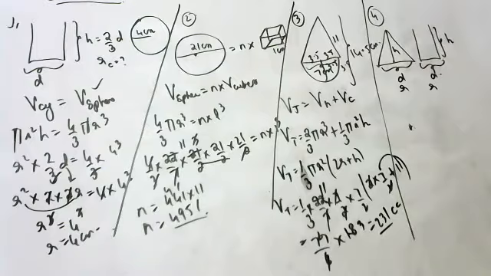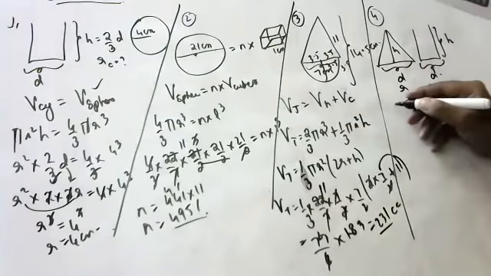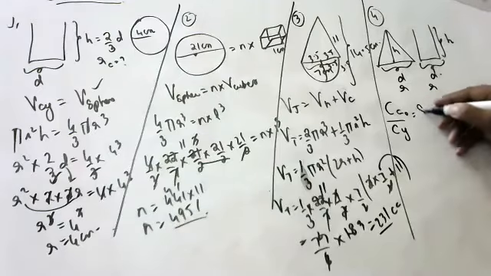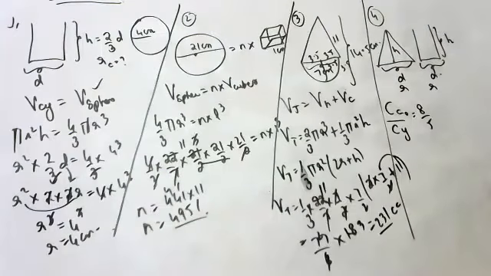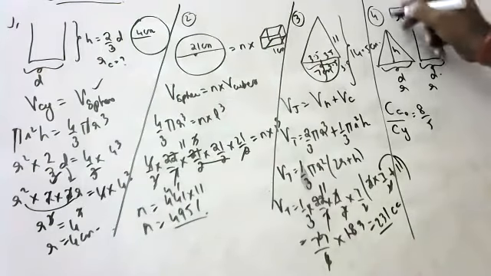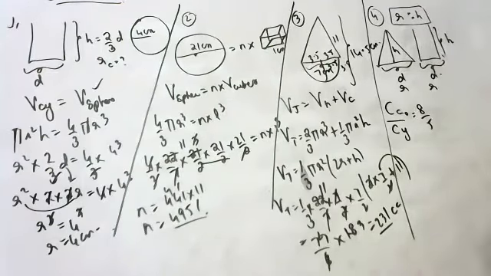If the CSAs are in the ratio of 8:5, cone by cylinder is 8 by 5, what is the ratio of their radius to height?